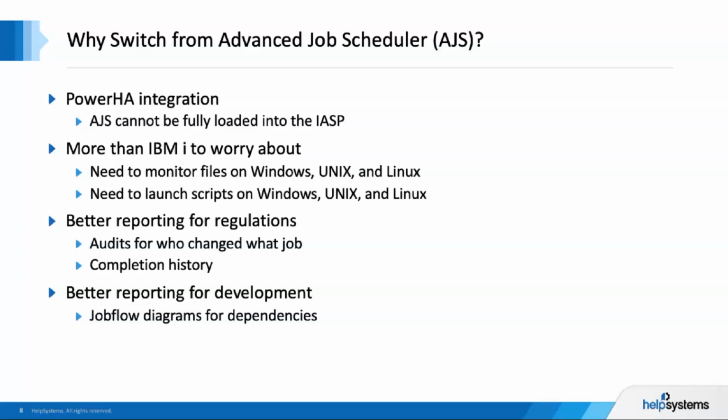So who changed what job, the completion history, providing reports is not necessarily the strength of that product. And then flow diagrams and job flows for dependency processing for your development team, saving them time by not having to create complicated Visios from scratch on your schedule. You can just click a button here and you have your flow. So a lot easier to work with, and it takes care of the entire enterprise for you, are some of the high level features.